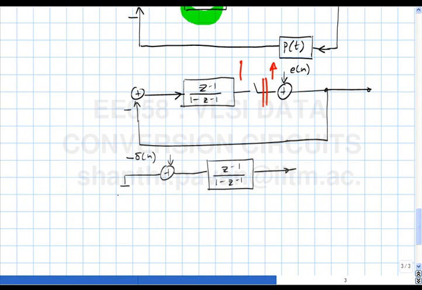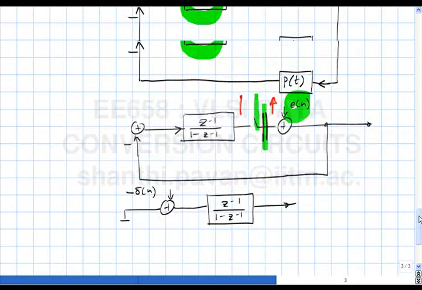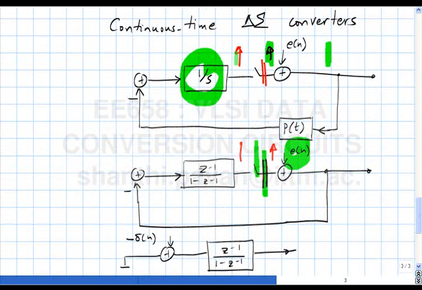Rakshit, is it clear? So what I am doing is I have broken the loop here. Is that clear? Then I will apply an impulse here and measure what comes back after the sampler. If these two loops are exactly identical, then if I apply an impulse here and measure what comes back after the sampler here, it should be the same. That's the idea. Is that clear? Samir, you're clear? Okay. If you're not clear, please stop me.